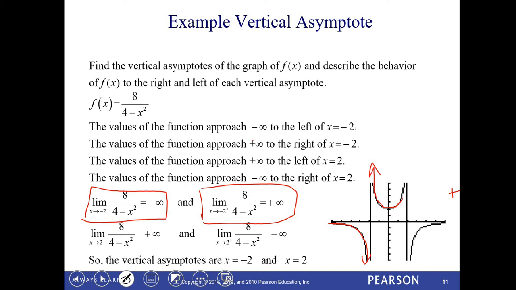Now let's look at what happens at x equals 2. The limit as x approaches 2 from the left, again from the negative side coming towards 2, that would be this piece, is positive infinity. And the limit as x approaches 2 from the right, coming from the right towards positive 2, is negative infinity. So I have 4 different limits here. Therefore, the vertical asymptotes are negative 2 and 2, and we found that earlier algebraically.